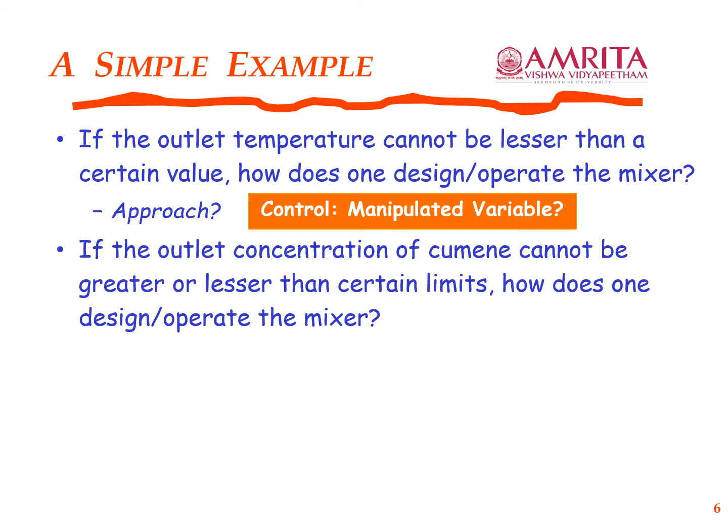Similarly, if the outlet concentration of cumene cannot be greater than or less than certain limits, how does one design or operate the mixer? Of course, this issue could arise in a practical situation if, in a subsequent process of formation of cumene, as you can guess, there is likely to be a reactor downstream. If that reaction itself is highly reversible, you don't want a whole lot of product at the entrance, so you may want to control the outlet concentration of cumene in the mixer.